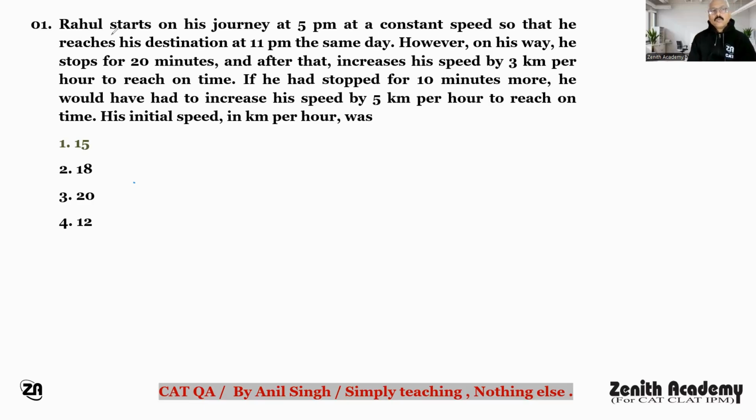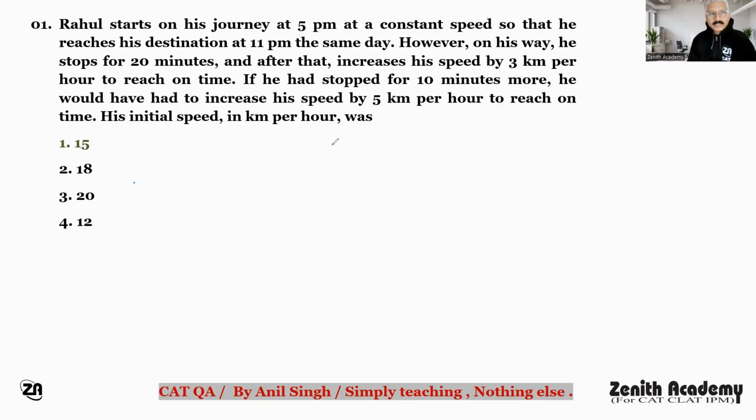Now, question. Rahul starts on his journey at 5 p.m. at a constant speed so that he reaches his destination at 11 p.m. the same day. However, on his way, he stops for 20 minutes and after that increases his speed by 3 km per hour to reach on time. If he had stopped for 10 minutes more, he would have had to increase his speed by 5 km per hour to reach on time. His initial speed in kilometer per hour.